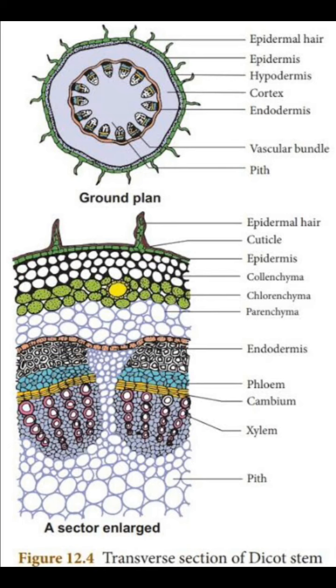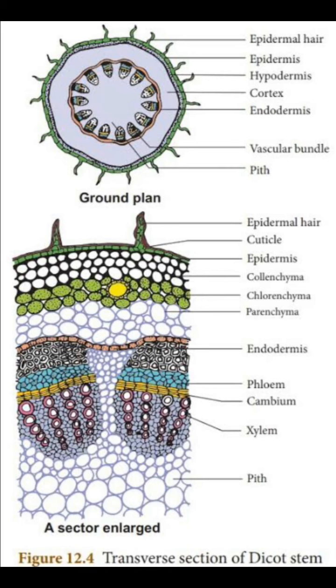Between this phloem and xylem, the yellowish cambium structure is present as a layer, that is nothing but vascular cambium. The presence of vascular cambium is a characteristic of dicotyledon stems. Hence, it is called conjoint, open, endarch vascular bundles.